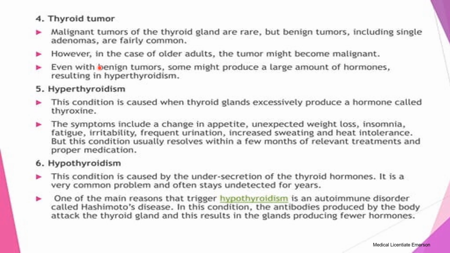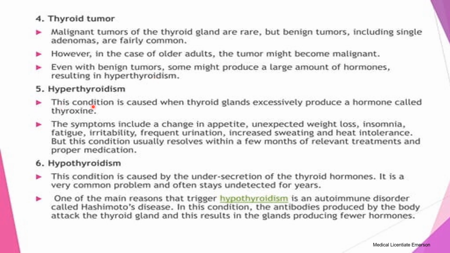Apart from that, we can also have thyroid tumors. Malignant tumors of the thyroid gland are rare, but benign tumors, including single adenomas, are fairly common. However, in the case of older adults, the tumor might become malignant. Even with benign tumors, some might produce a large amount of hormones, resulting in hyperthyroidism. So now, the next thing is hyperthyroidism.